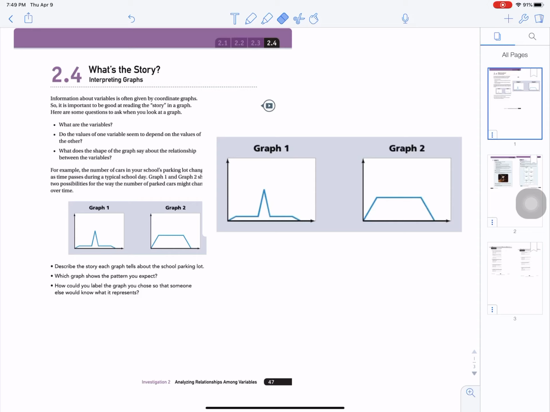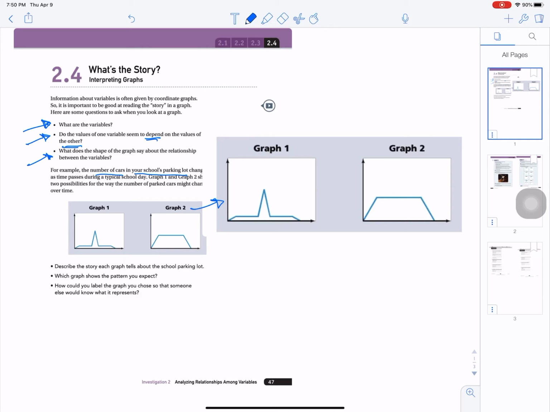First of all, what are the variables in the graph? Do the values of one variable seem to depend on the values of the other? And what does the shape of the graph say about the relationship between the variables? So we have two graphs here about the number of cars in our school's parking lot during a day and how it changes during that day. So here are two possibilities. I just sent them, I made them a little bit bigger and I put them over here.